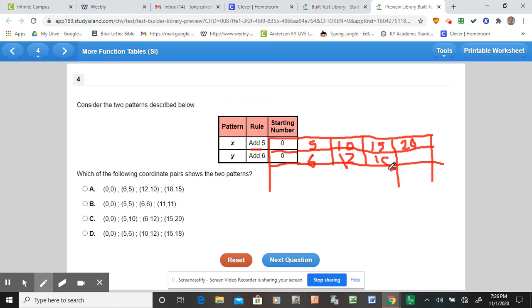This is 18. Make sure you don't miss any of these. These are too easy to miss. And then 18 plus 6 is 24.